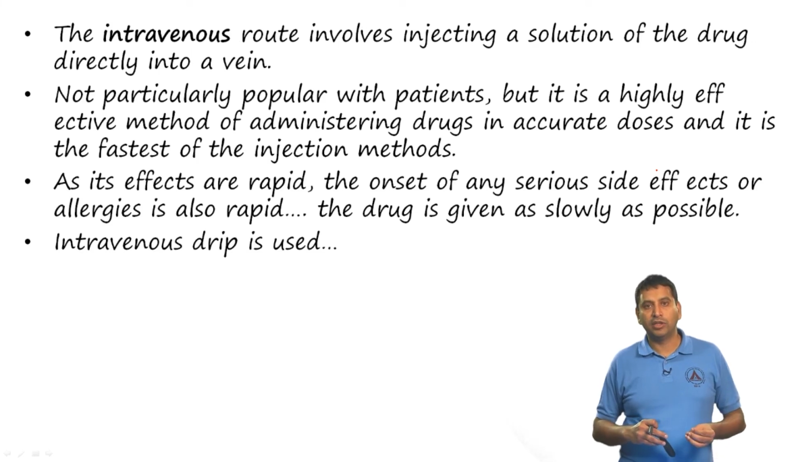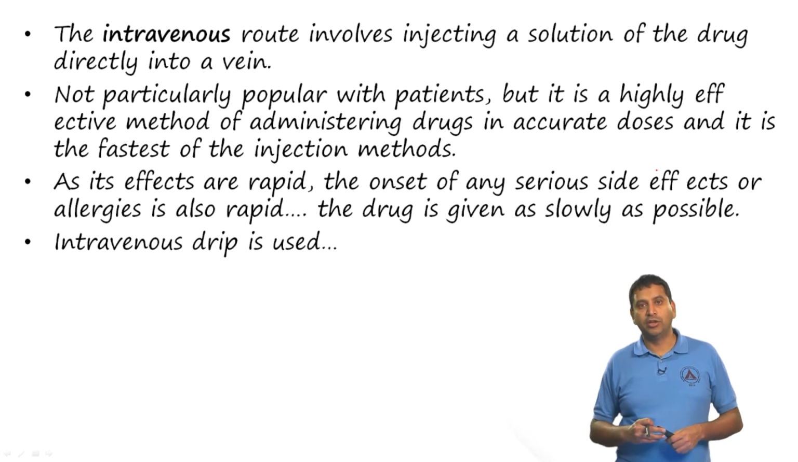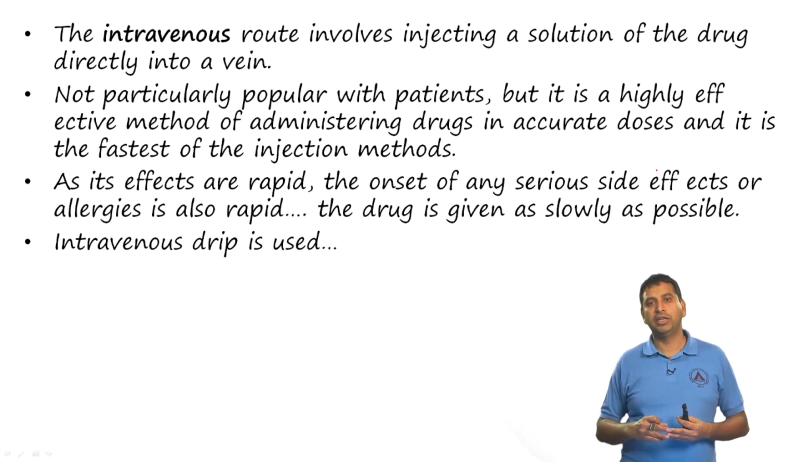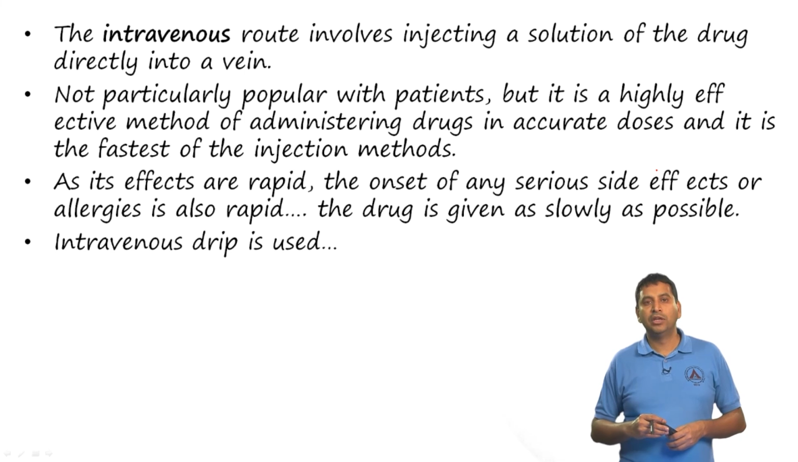So, the intravenous route involves injecting a solution of the drug directly into the vein. This is not particularly popular with patients, but it is a highly effective method of administering drugs, especially in accurate doses, and of course, this is one of the fastest of the injection methods. As its effects are rapid, the onset of any serious effect or allergy is also rapid, and so the drug is typically given as slowly as possible. So, you may have seen that in hospitals they use what is known as an intravenous drip, and this allows the drug to be administered at a very slow rate.